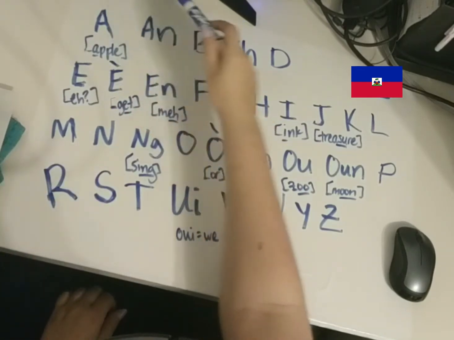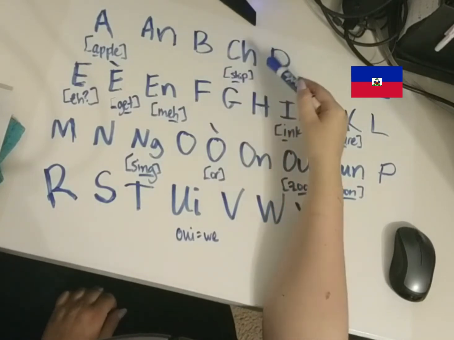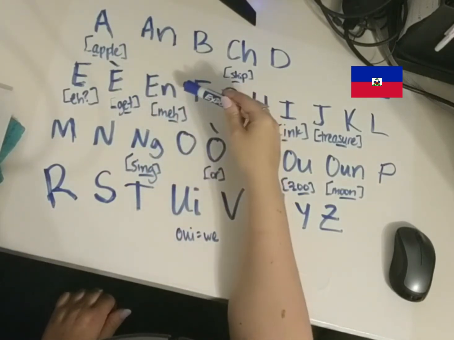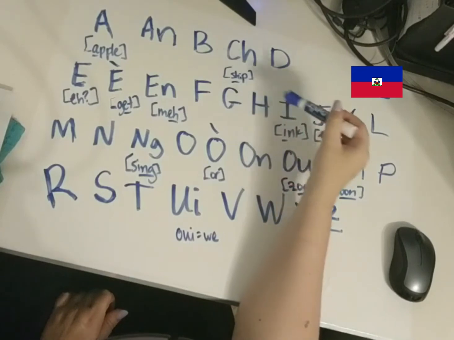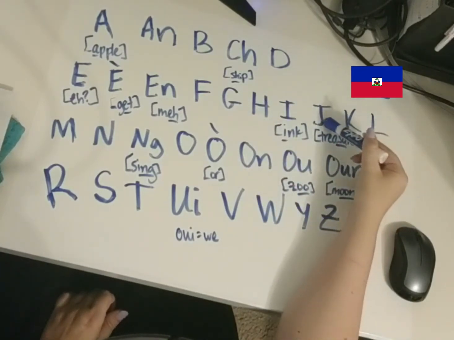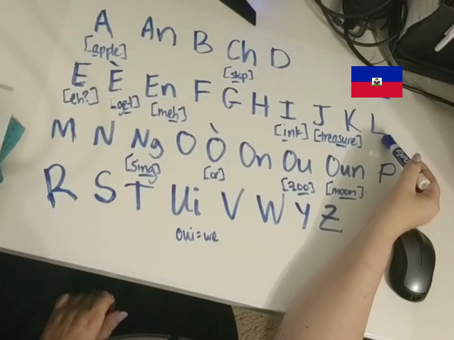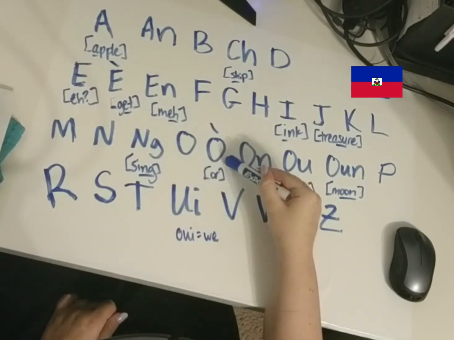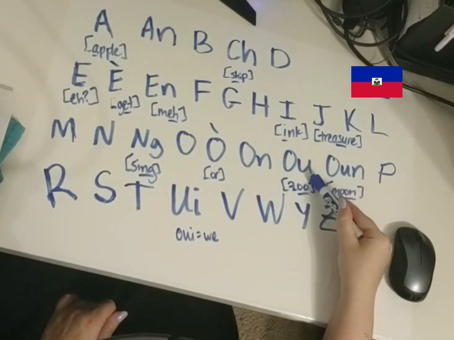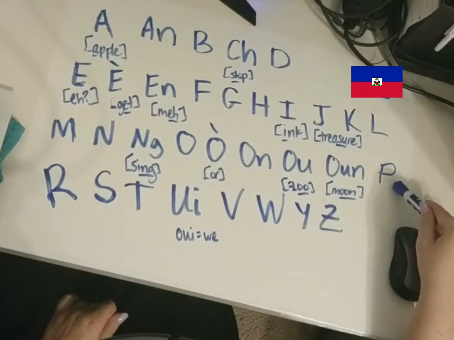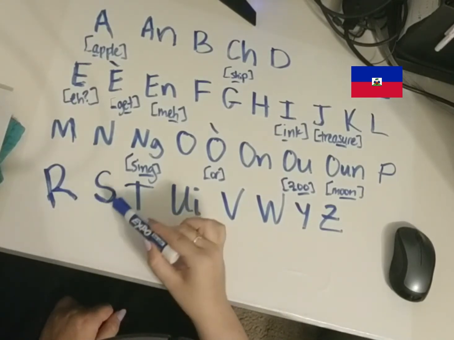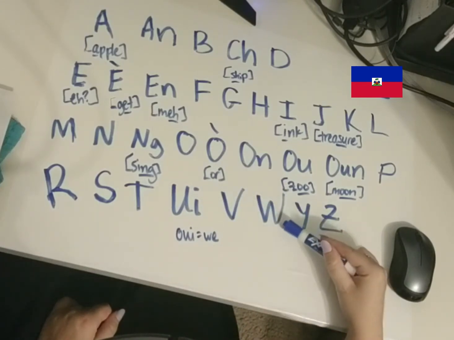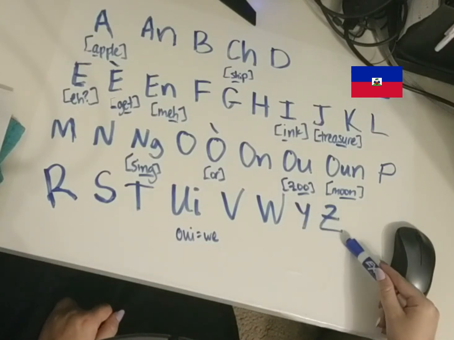So we have A, on, B, sh, D, E, un, F, G, H, I, J, K, L, M, N, O, A, on, U, un, P, R, S, T, oui, V, W, Y, Z.